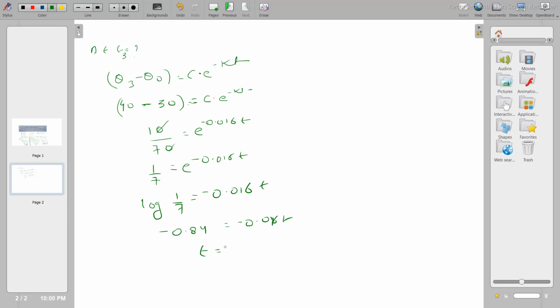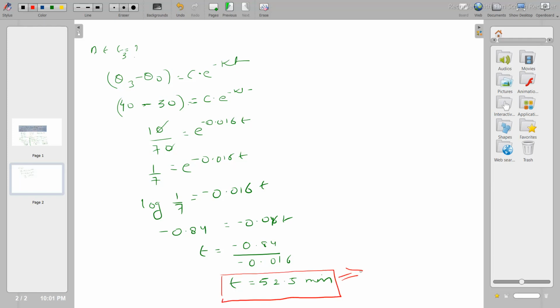Now when we find the value of t, it will come as minus 0.84 divided by minus 0.016, and if we calculate this value in the calculator, we will get the value of 52.5 minutes, and this is the required answer.